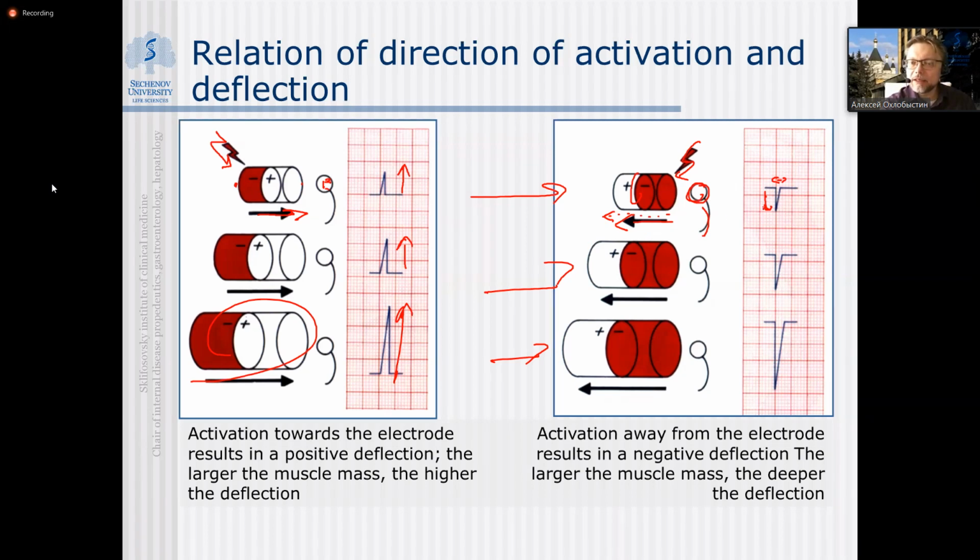So electrical driving force cannot be different. It should be the same. It cannot be hidden. It cannot be lost somewhere. But what will change will be the amplitude, the direction of deflection. Instead of going up, it will go down. The same will happen in all other settings.